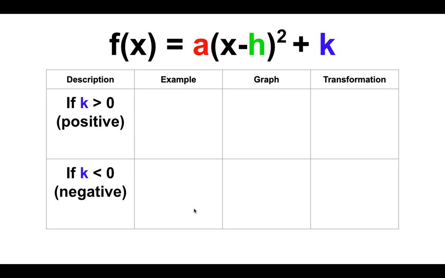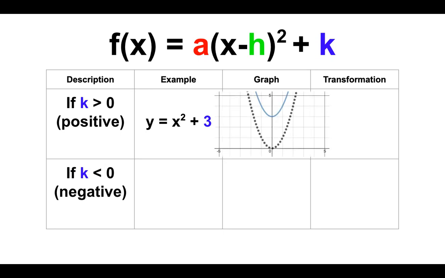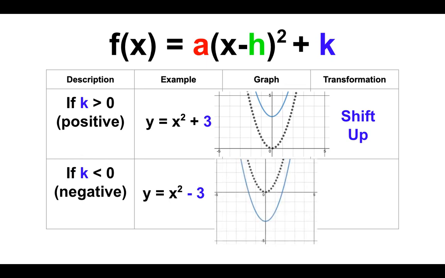For k, if k is positive, like x squared plus 3, the graph looks like this. As you can tell, going from the dotted line to the blue line, this is a shift up. If k is negative, such as x squared minus 3, the graph looks like this. As you can see from the black dotted line of the parent function to the transformed blue function, we have a shift down.